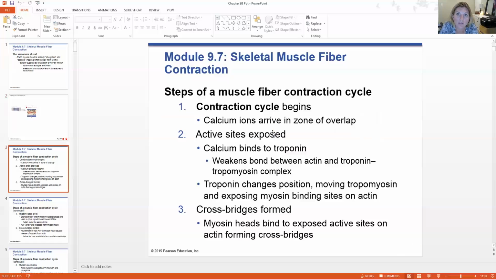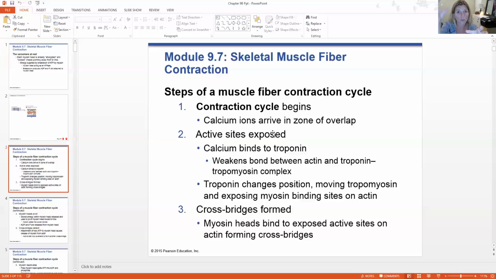As soon as those calcium ions arrive at that zone of overlap, the active sites are exposed because calcium binds to troponin. And when calcium binds to troponin, it's going to weaken the bond on the actin-troponin complex, and troponin changes shape. It's going to move out of the way. And what that's going to do is reveal the active site that's on the tropomyosin. Tropomyosin has the active site for where the myosin head needs to bind.